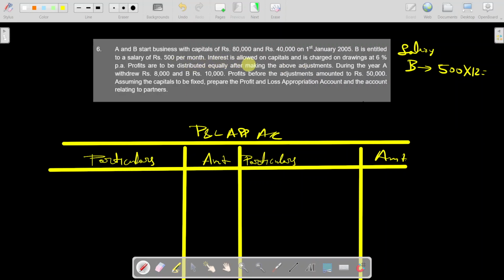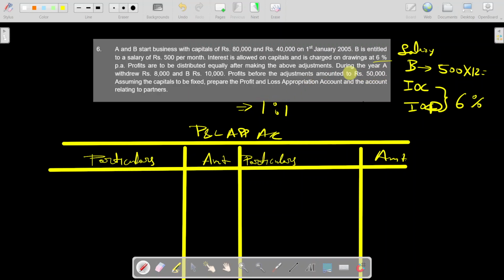Next, interest is allowed on capitals and is charged on drawings. So we have interest on capital and interest on drawings. Interest on drawings is 6% per annum. Profits are to be distributed equally after making the above adjustments, so their profit sharing ratio will be 1 is to 1.